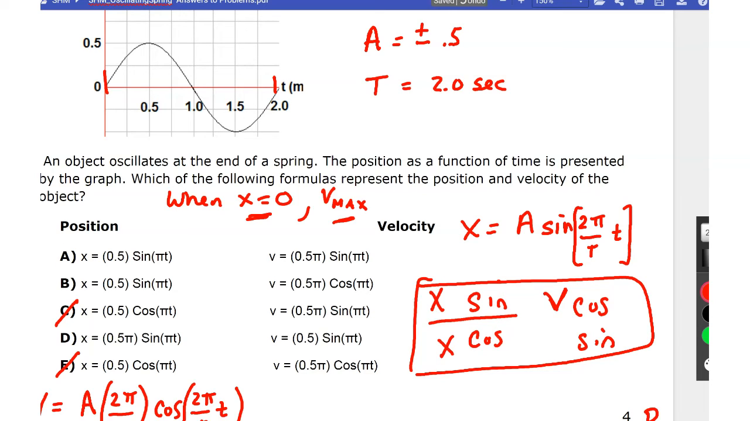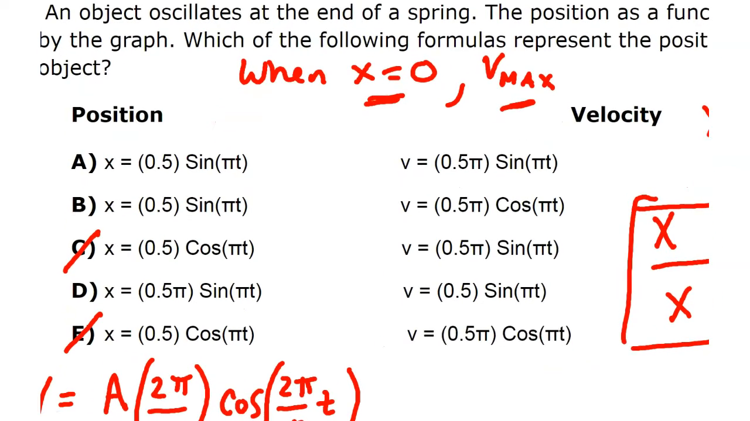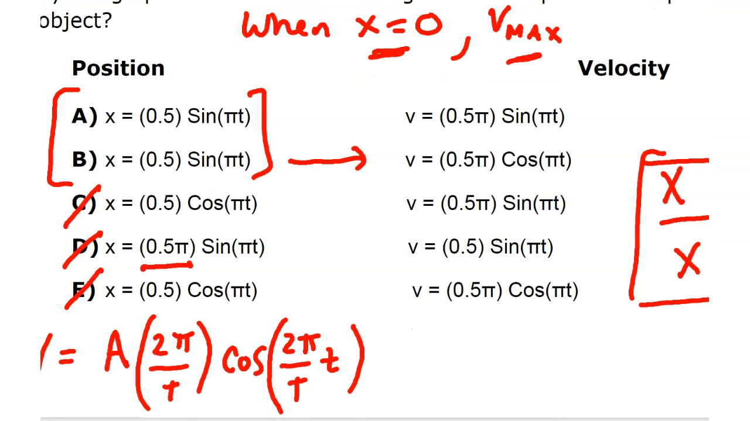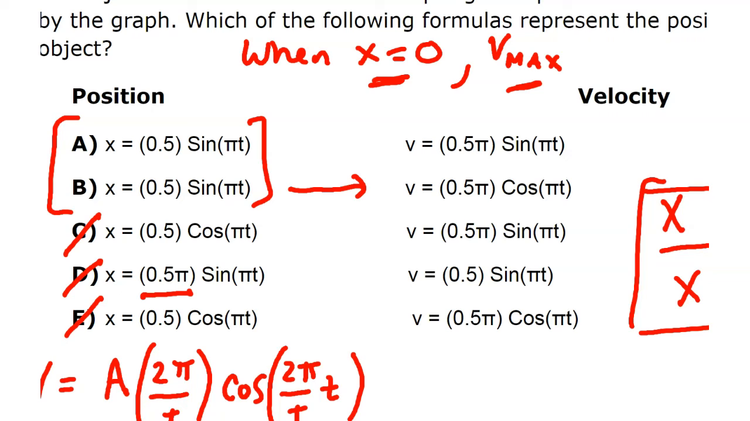When your x function is cosine, your velocity is sine. So let's take a look at that. We've got 3 choices. What's the amplitude? 0.5. So this one's no good because this does not show an amplitude of 0.5. Now we're down to these two, and it looks like the answer is B, because when x is described by a sine function, your velocity is a cosine function. So the x and the velocity always have opposite trig functions. If your x was described by cosine, your velocity would be described by sine.